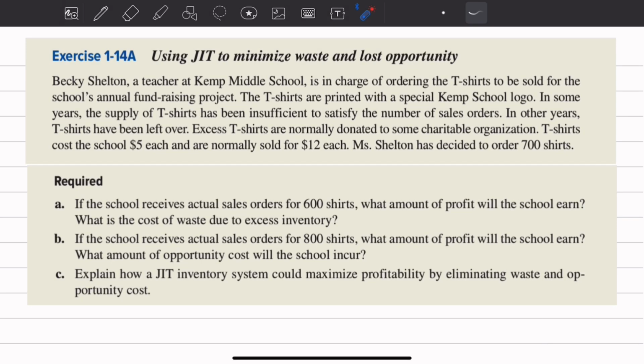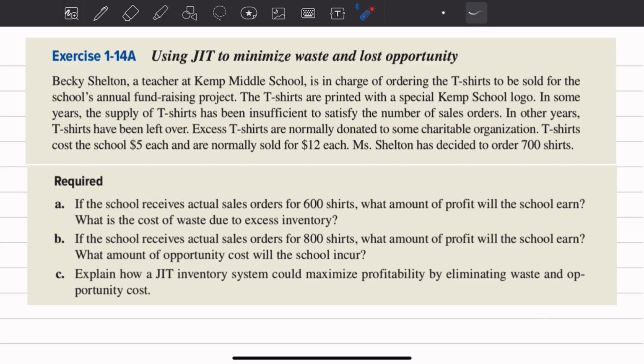Welcome back to another exercise tutorial for chapter 1 of our managerial accounting course, ACCT 428. In this video, we're going to be looking at the last exercise that we have selected for you for this chapter, exercise 1-14A, which covers the just-in-time learning outcome. Okay. Let's read the exercise together.